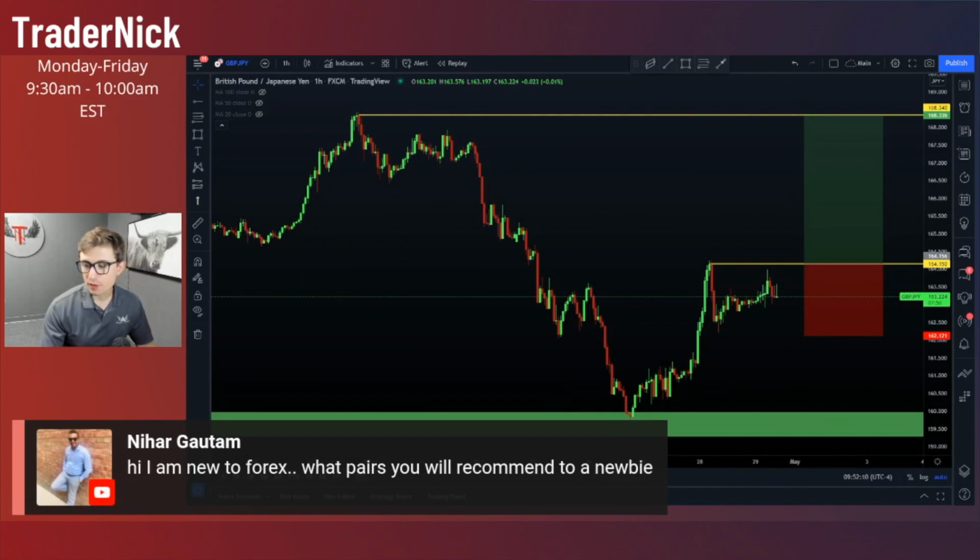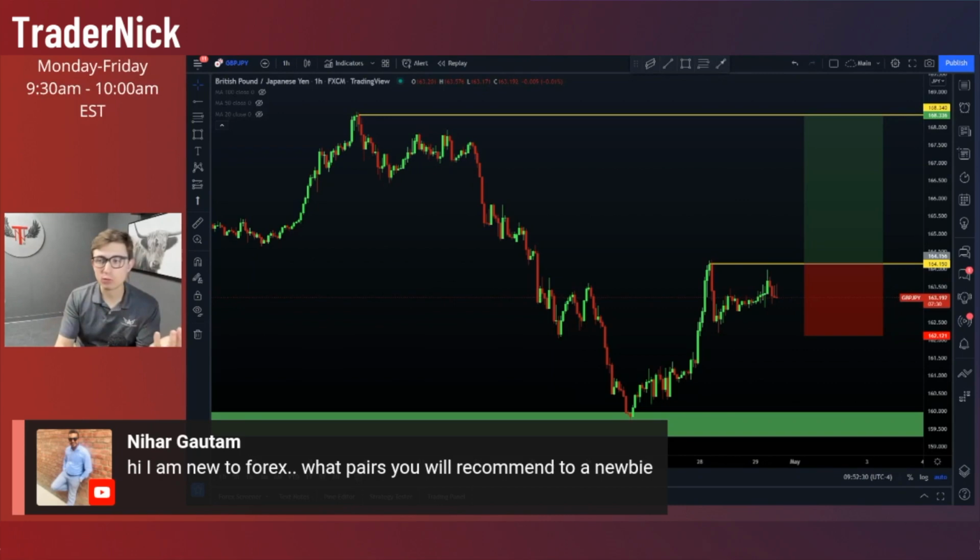I'm new to forex. What pairs would you recommend to a newbie? Good question. So I generally recommend that you go with the lower volatility pairs when you're playing around. Of course, the first thing I would say is if you're a new trader, don't trade on real money. Like, do not trade on real money because it takes a long time to get profitable.